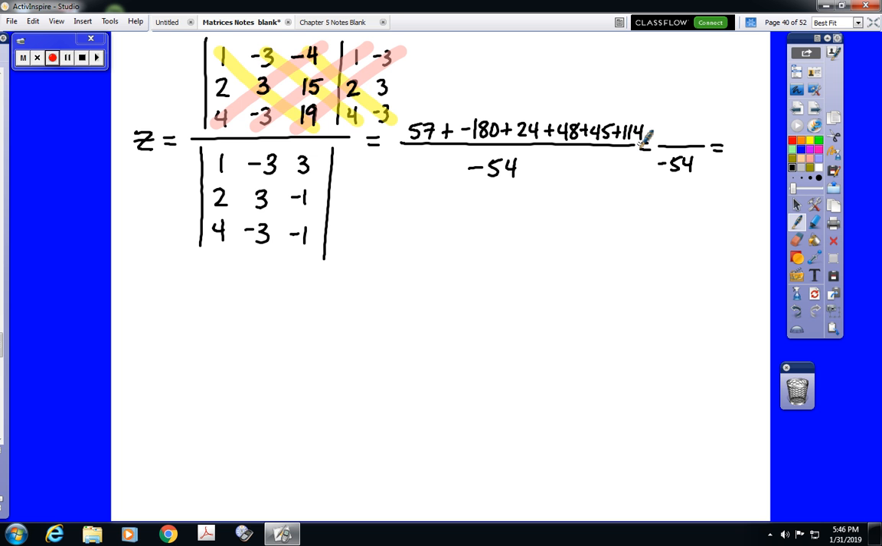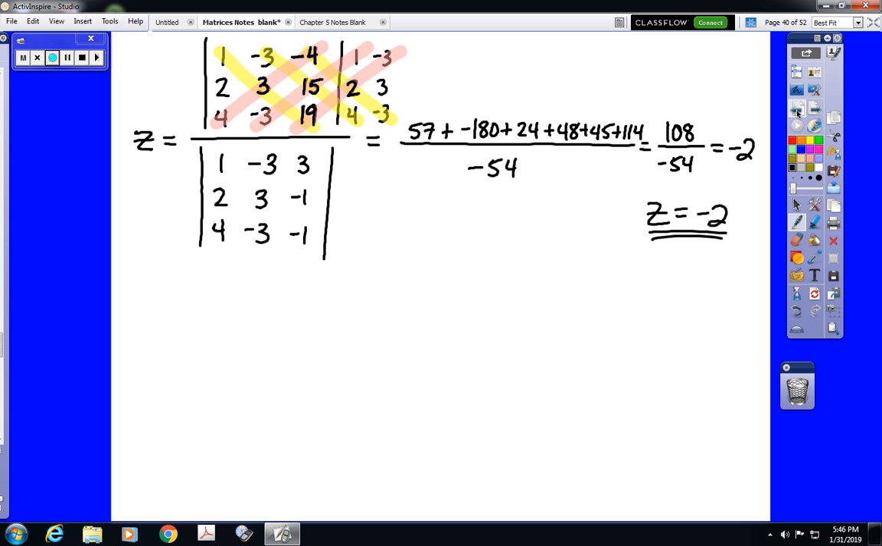Feed that to the calculator. 57 minus 180 plus 24 plus 48 plus 45 plus 114 would be 108. Divide by negative 54 is negative 2. So z equals negative 2.